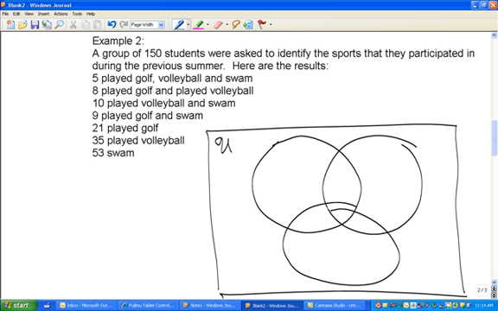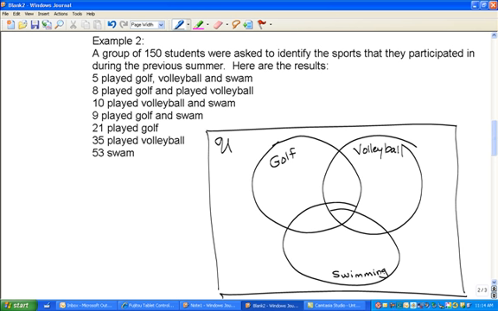5 played golf, volleyball, and swim. So we have golf, volleyball, and swimming. 8 played golf and played volleyball, 10 played volleyball and swam, 9 played golf and swam, 21 played golf, 35 played volleyball, and 53 swam.